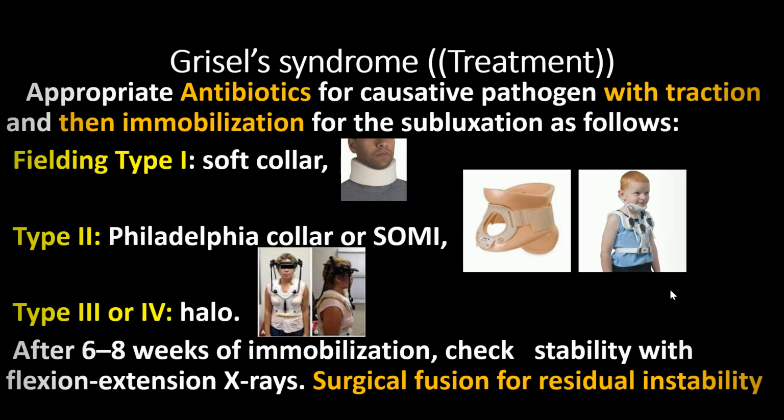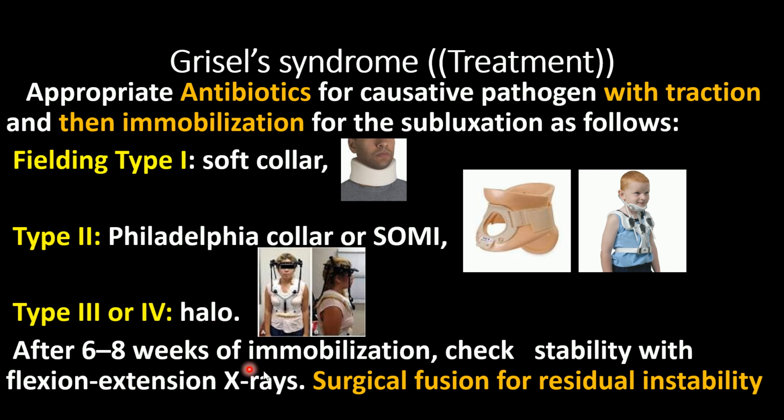The treatment. Grisel syndrome includes infection, so we have to give an antibiotic. Antibiotics are given for the causative pathogen, with traction and then immobilization for the subluxation as follows. Fielding type 1, soft collar. Fielding type 2, Philadelphia collar or SOMI, which is sterno-occipito-mandibular immobilization as in this view, and the halo vest for types 3 and 4.